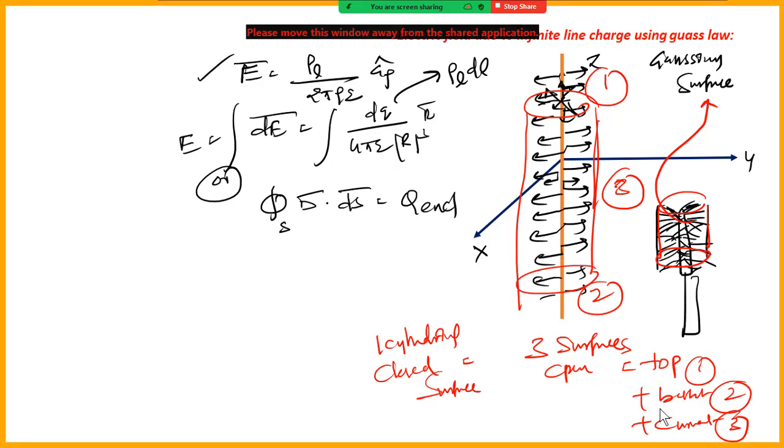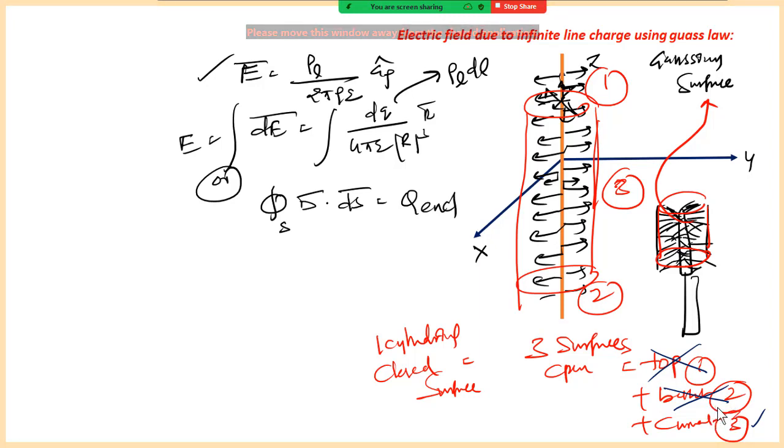Okay, but if you observe one thing, through the top surface, no electric flux lines are going. So remove this one. Through the bottom surface also, no electric flux lines are going. Through the cylindrical surface only, we have these electric flux lines passing. And how are those passing? Perpendicular to the cylindrical surface.